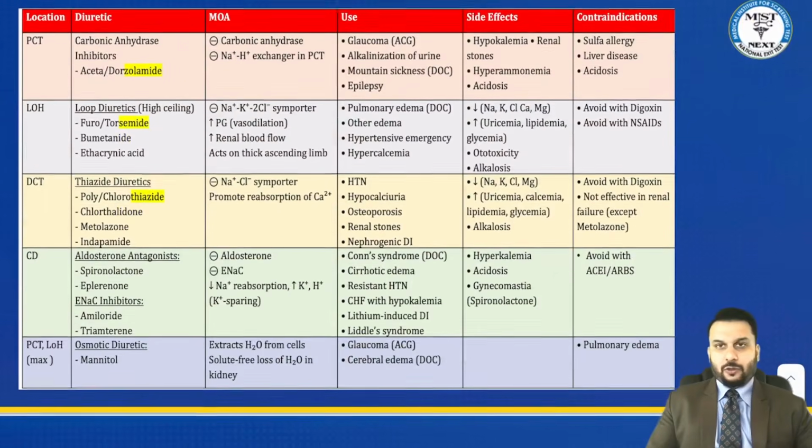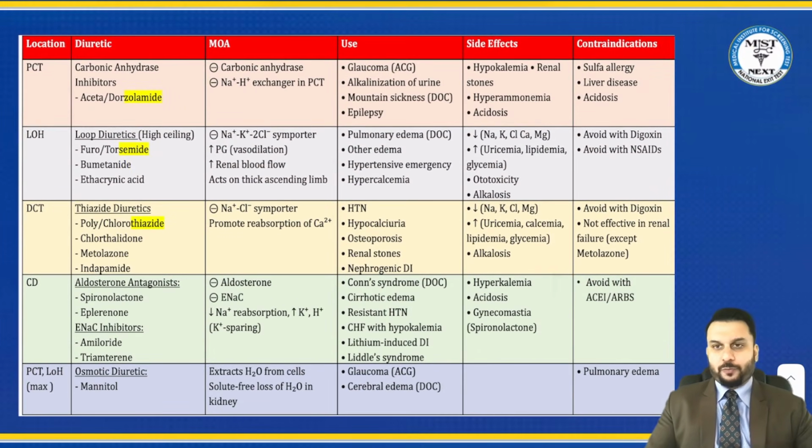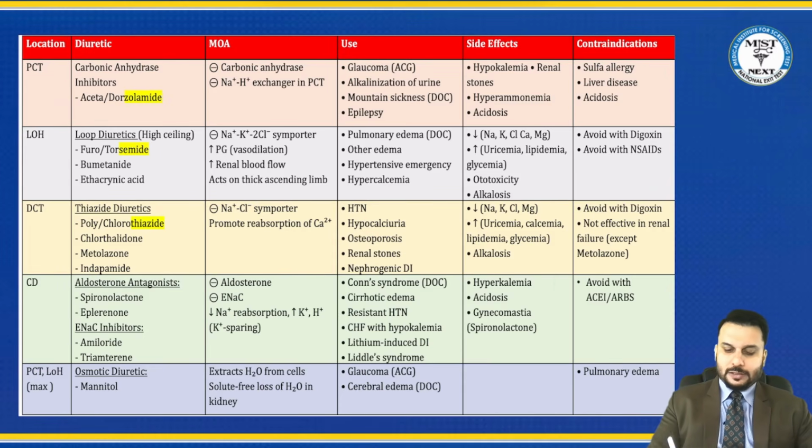Next, you have this chart for a quick review, and there's a 90% chance there has to be some question on diuretics coming up from this table. So quickly revising, for example, in the PCT we already mentioned acetazolamide-like drugs will work. They are carbonic anhydrase inhibitors.